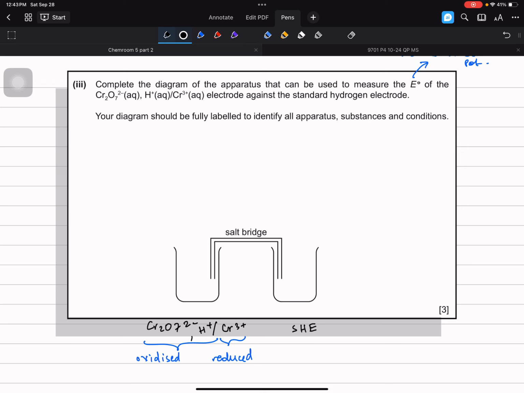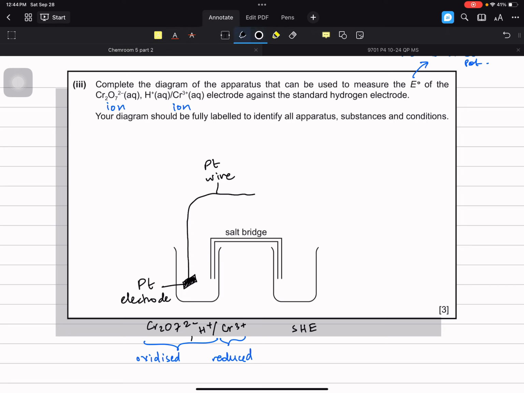We know that both of these are ions. This is an ion, this is an ion. So the electrode cannot be chromium, it has to be platinum. So I will draw a platinum electrode, and even my wire is going to be platinum wire. This is going to be platinum wire.